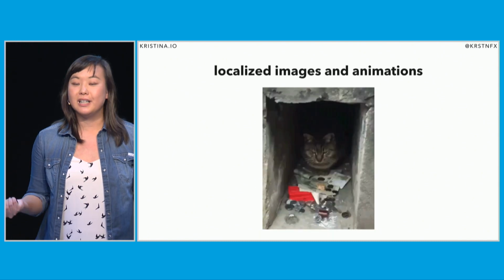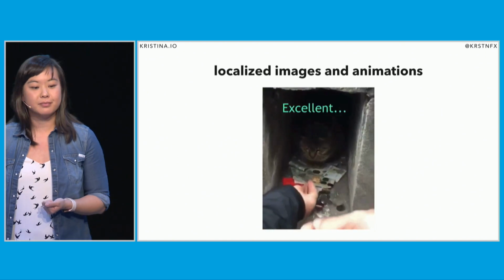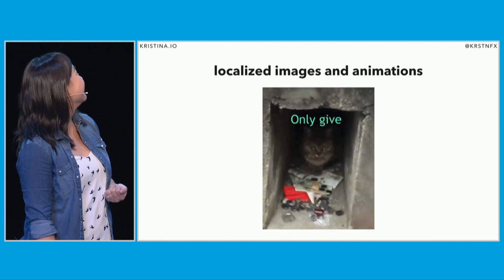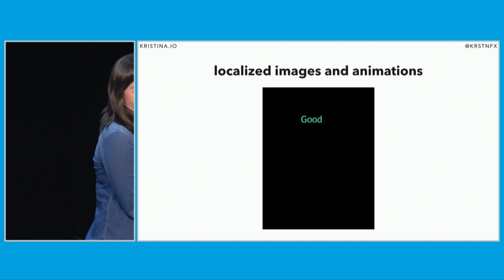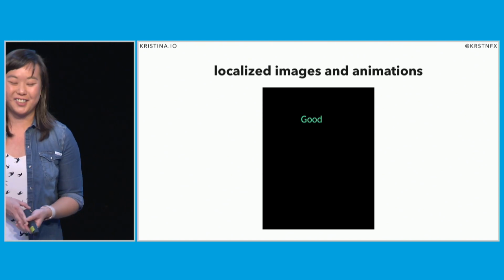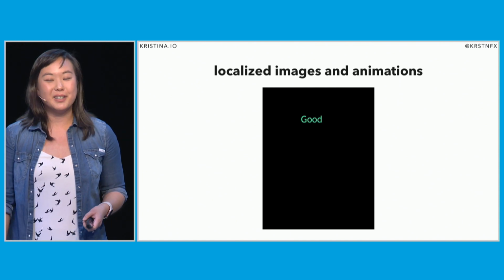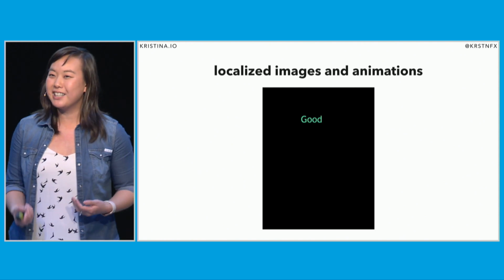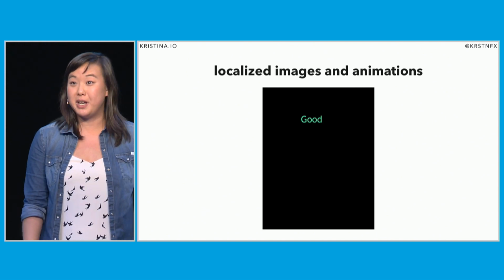Now, what about localizing images or animations? Let's take a look at an example. Now, unfortunately, as awesome as this video is, it can't be localized in its current form. Now, we could have a different video for each locale that we support, but that would get harder and harder as we scale to more locations. Also, making a change to an in-product video, animation, or image would be a huge pain in this case.